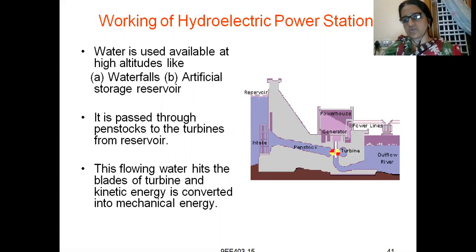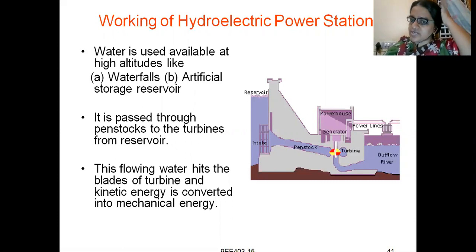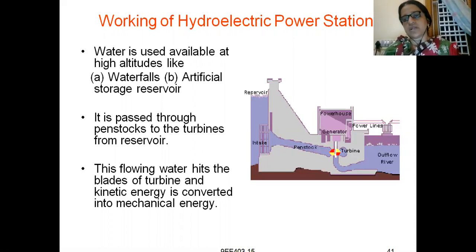So the water used is available at high altitudes, like waterfalls and artificial storage reservoirs. You can store water, right? Now this water is passed through penstocks to the turbines from the reservoirs. You have just stored the water at a heighted place, or created an artificial reservoir and are storing water in it. That water should come down, and only then, because of kinetic energy, will your turbines rotate.